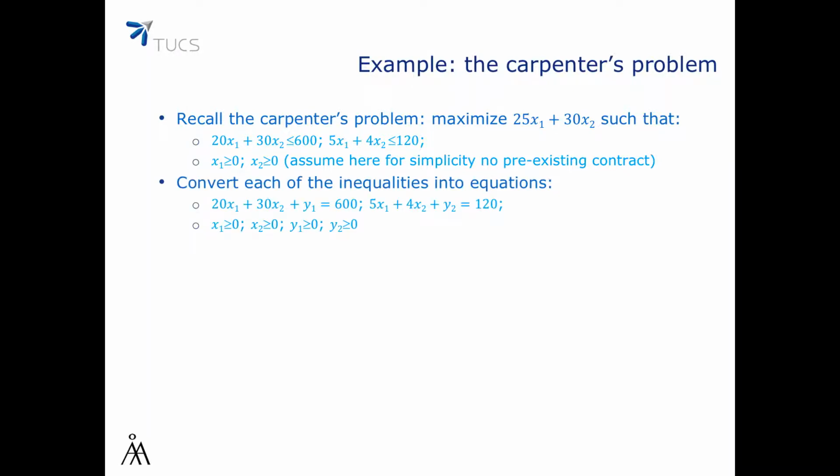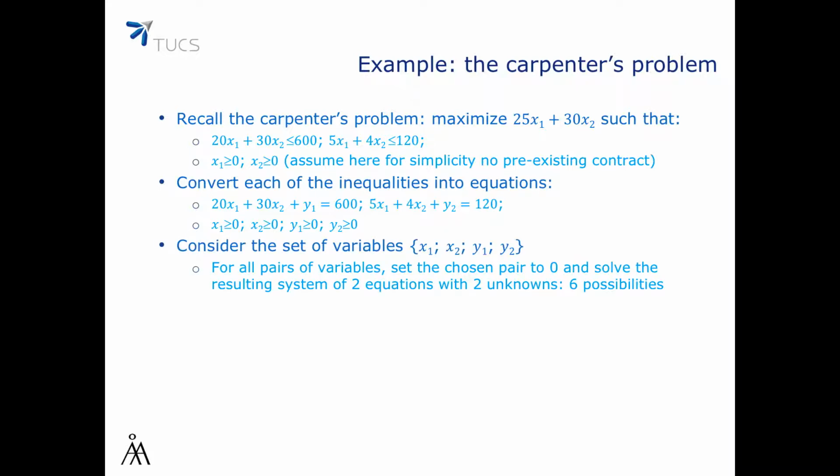We convert each of the inequalities into equations. So in our case, this becomes 20x1 plus 30x2 plus some new variable y1 is equal to 600, and 5x1 plus 4x2 plus y2 is equal to 120. And all the variables, including the new ones, are greater than or equal to 0. So consider the set of the new variables x1, x2, y1, y2, and for all pairs of variables, set the chosen pair to 0 and solve the resulting system of two equations with two unknowns. And we have 6 possibilities.